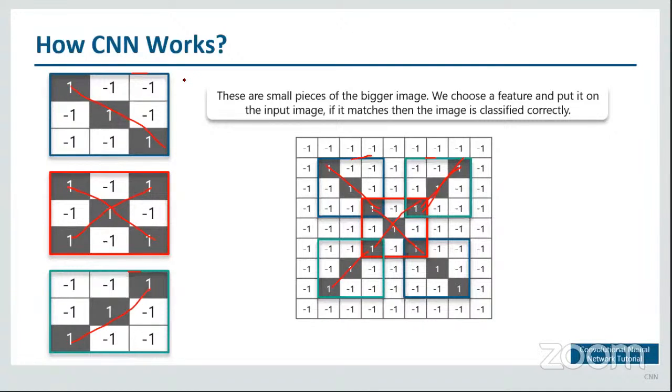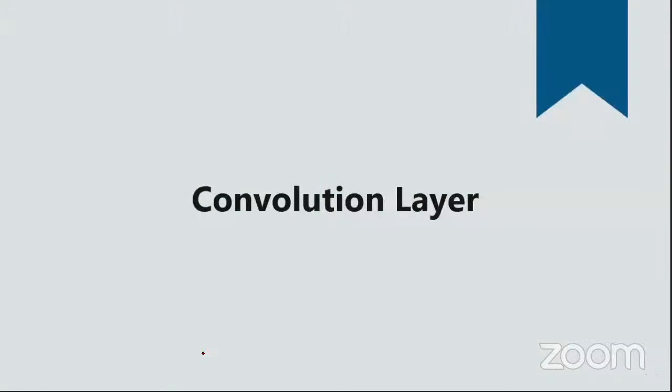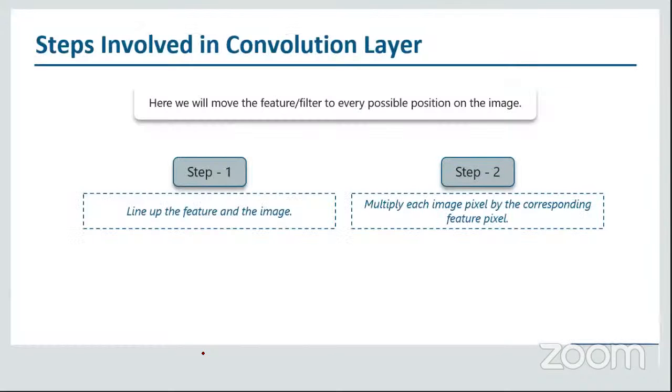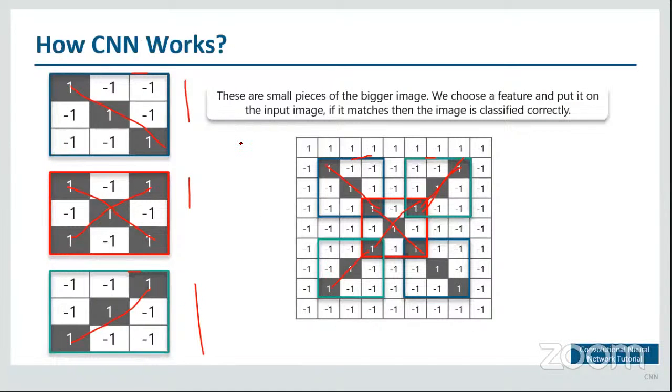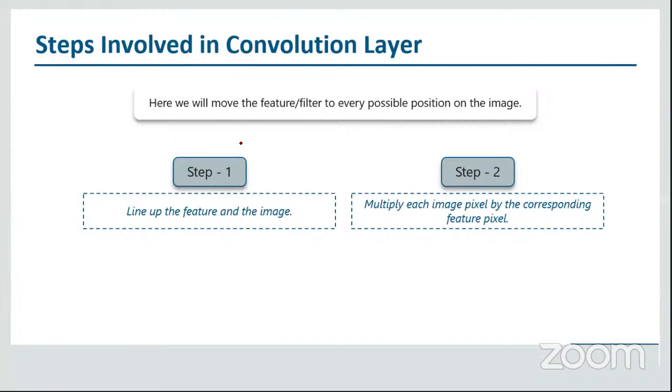Once you see this, this is one box, second box, third box, then what we try to do is we get it through the convolutional layer. What happens here? Let's understand that. Here, we move the feature, we say individual boxes and individual features. We move the feature or the filter to every possible position on the image, which means if you happen to see, there are so many positions, we try to move it to every possible position.